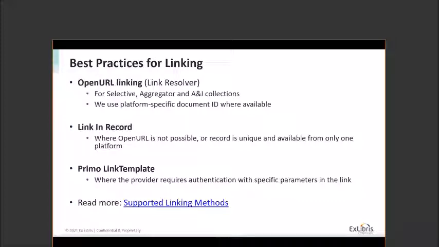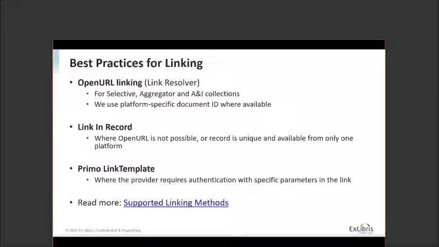The open URL linking, which is the link resolver. We explained that this is used in most cases in selective aggregators collections with title list, and of course also in ANI collections. In ANI collections, we cannot use the link in record because we want to direct the user to a full text, and we don't have the full text in the ANI. So for this reason, the ANI collections, although they are database type, will use link resolver.